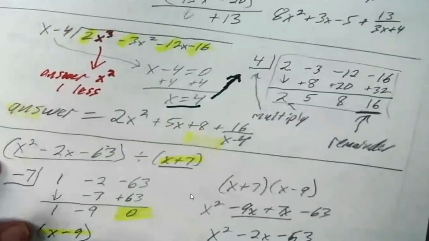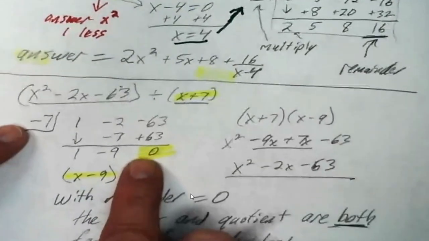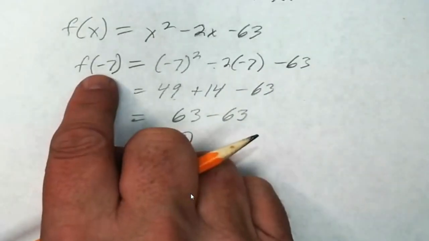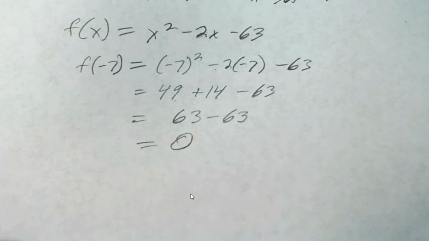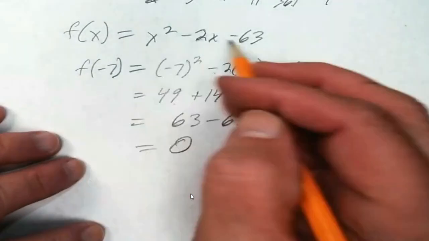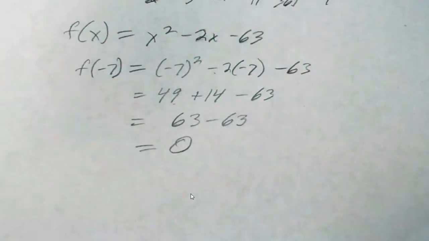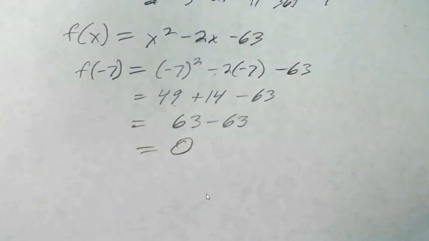If we get a remainder 0 when we divide by this number using synthetic division, that means if we substitute that number in, that is a 0, that is a solution. -7 is a solution to this equation. If we graph this, it's going to cross the x-axis at -7 because that equals 0 there. The y equals 0 when x is -7.